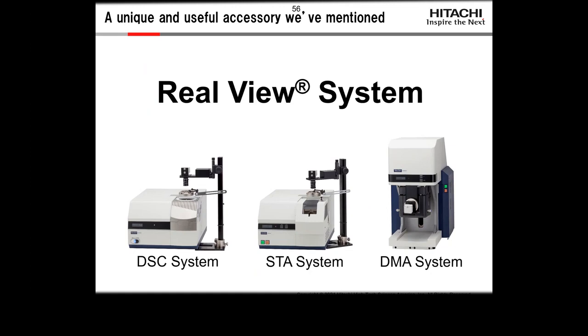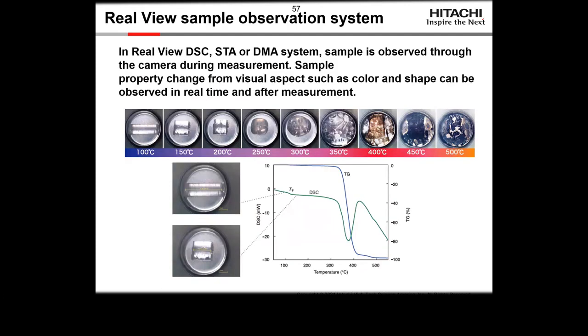Now, a couple of times I've talked about the RealView system. The RealView is an accessory that can be added to our instruments that allows you to monitor the sample real time. So if we take a look at a sample in the STA, we can actually look as we go up in temperature how the material changes. We have a camera focused on it, and we can just watch as we go from a solid to a melt that's starting to burn, and to pretty much a char up at the top. And then all of these can be tied to temperature in the material.